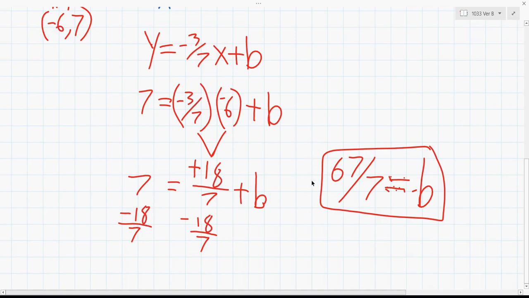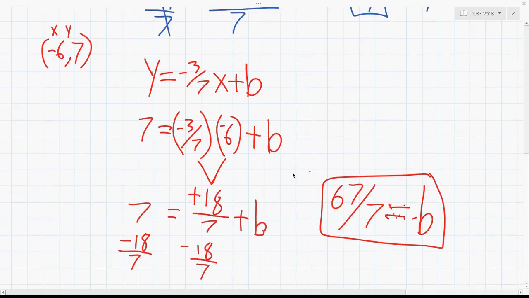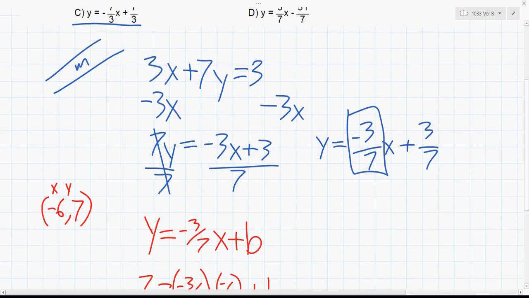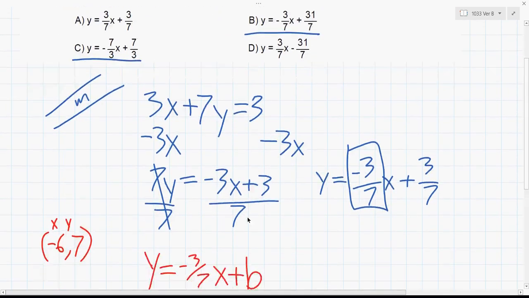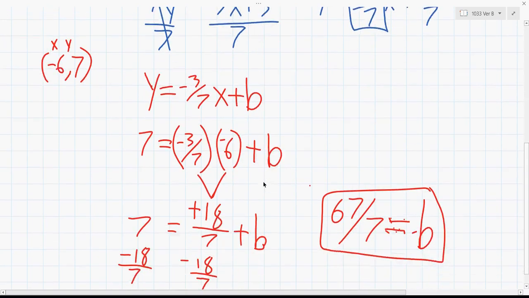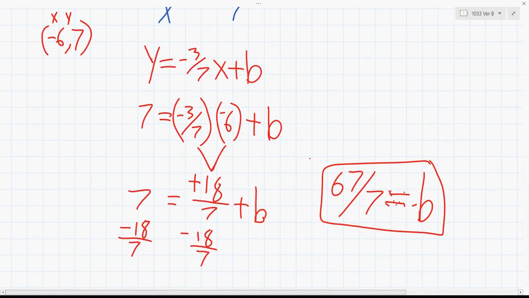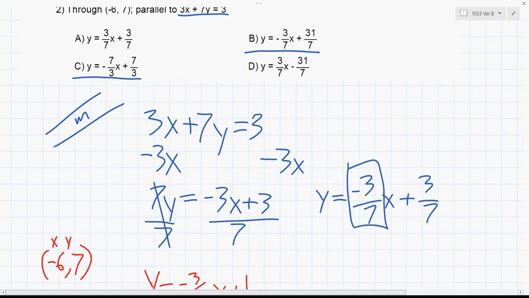We remember that our m value is -3 over 7. So let's see if this b value is up on any one of our multiple choice. How did I do that wrong? What happened here? You got 67 over 7. Yeah, I feel like I got the answer wrong, though, because it should be B, if I'm right, because it should be 31 over 7. Maybe I plugged something in wrong with my calculator.